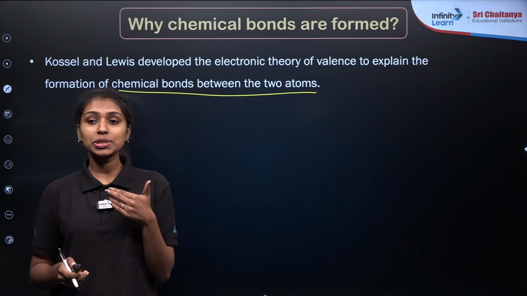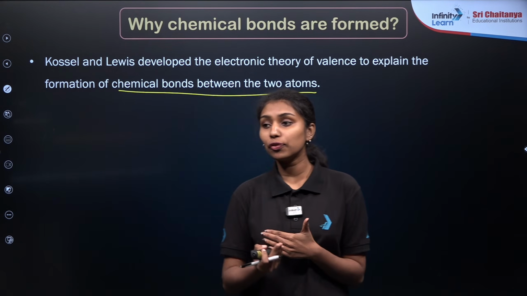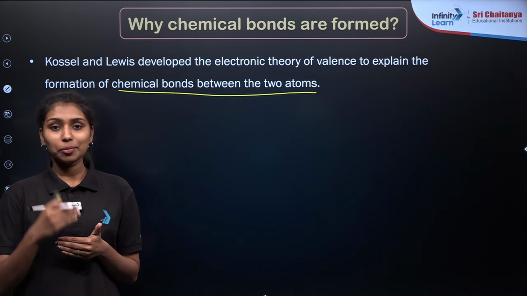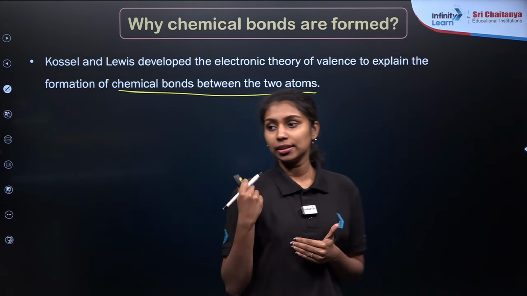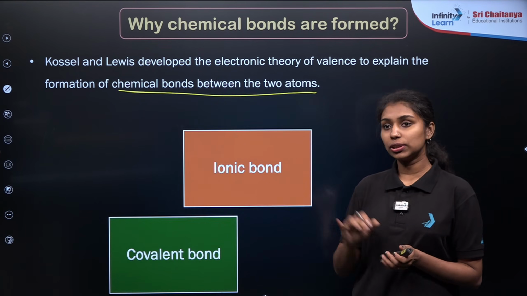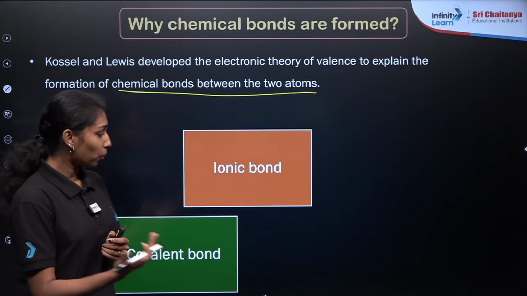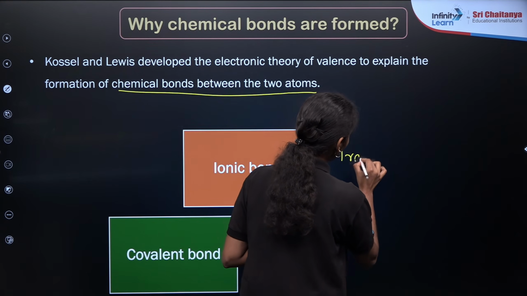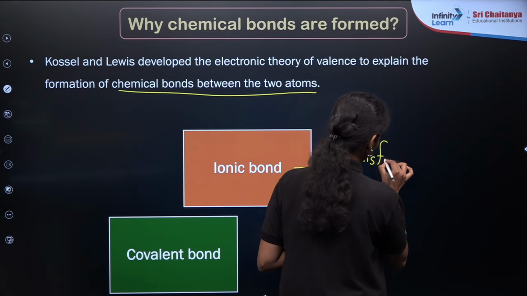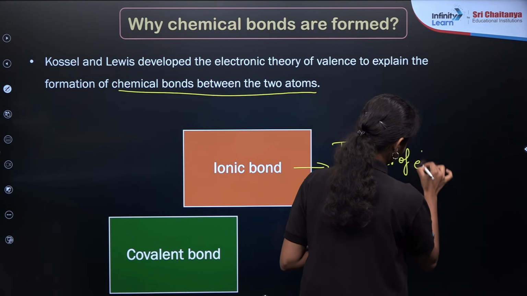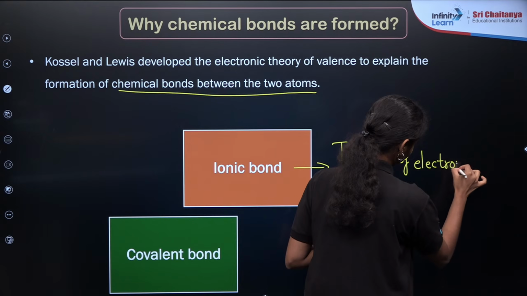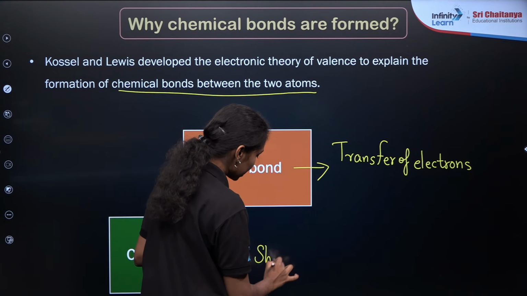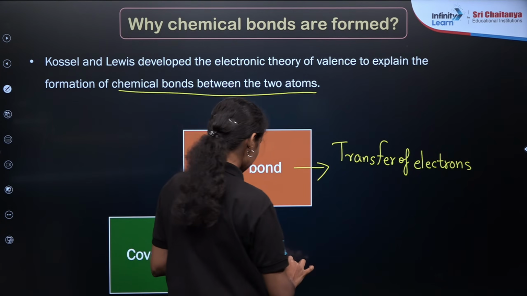As we already know, there are two types of chemical bonds, formed either by the sharing of electrons or by the exchanging of electrons. One is the ionic bond and another one is the covalent bond. The ionic bond is formed by the transfer of electrons between atoms or ions. The covalent bond is formed by the sharing of electrons. Let us see the ionic bond and covalent bond in detail in the next class.